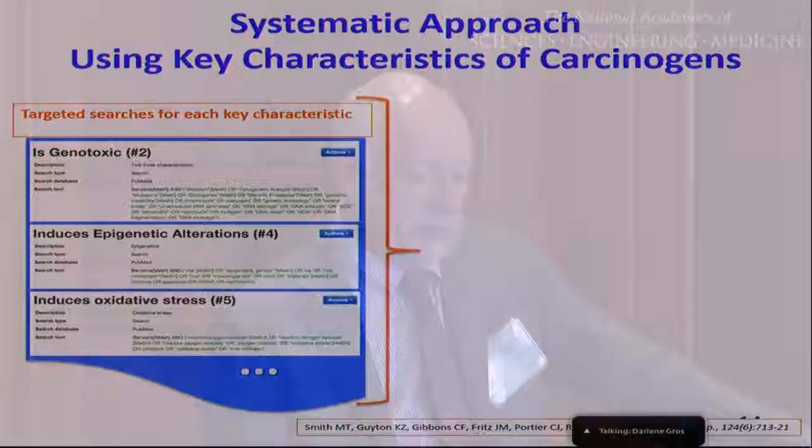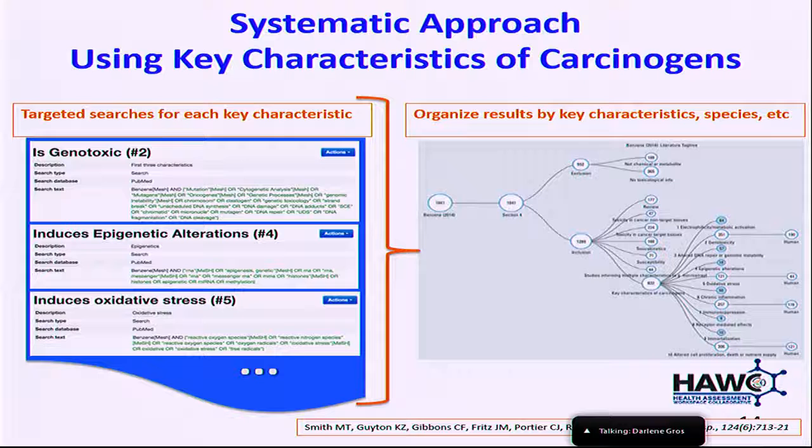So once you've outlined this list, this has then allowed us to do targeted searches for each of the key characteristics. You could pick the key characteristics, put in a set of search terms, and organize the results, which were done using this HAWC project software, but there is other software that could be used, to basically take the key characteristics, take the literature search, and break it down into subcomponents.